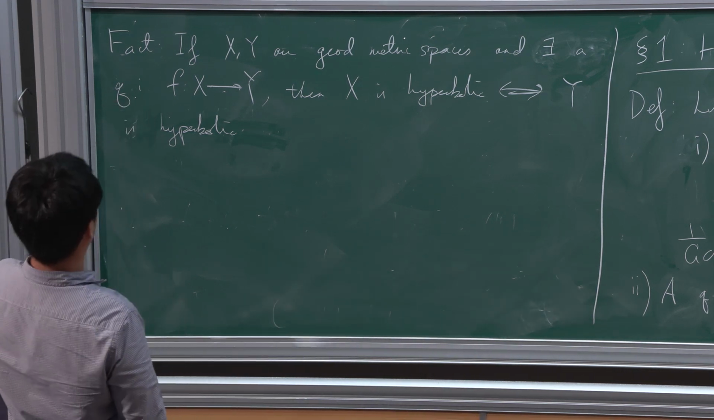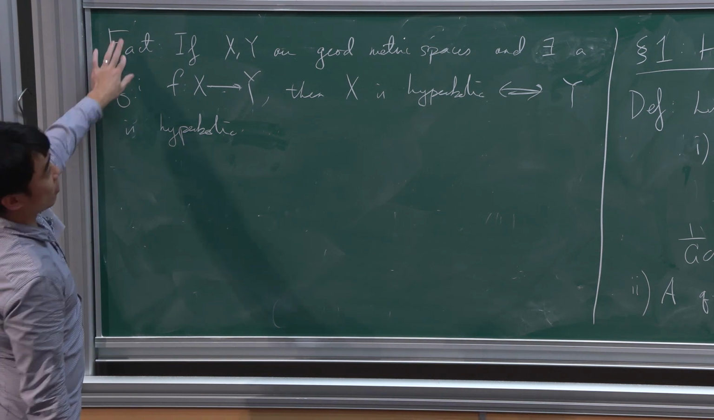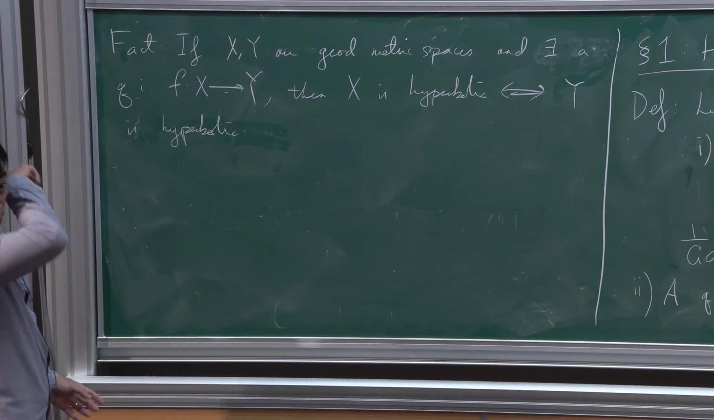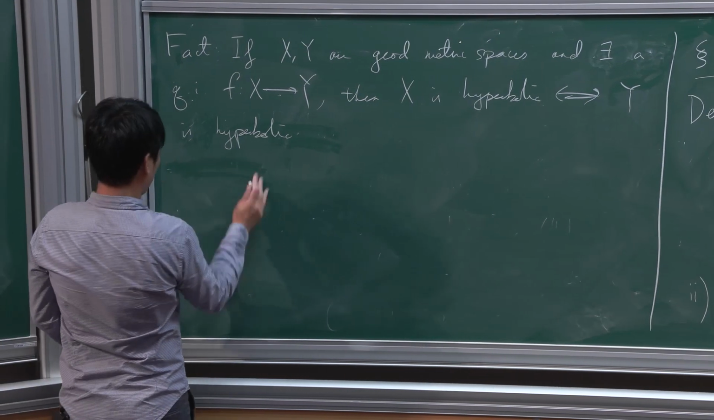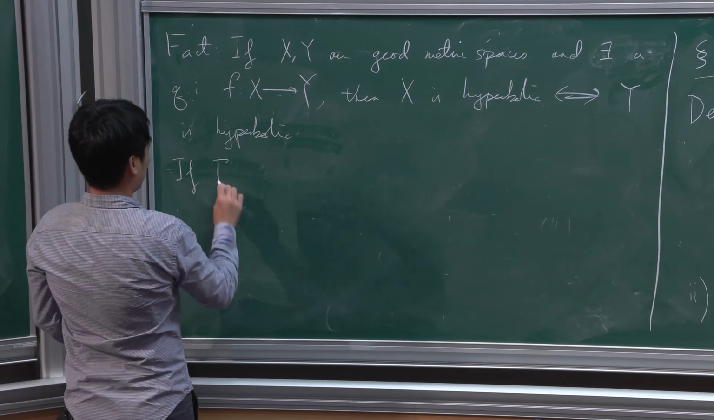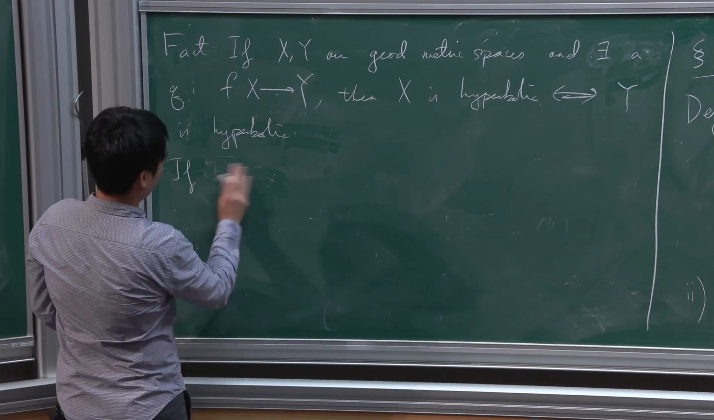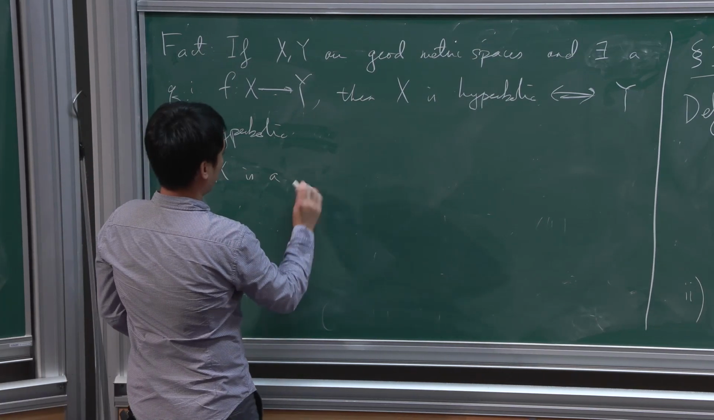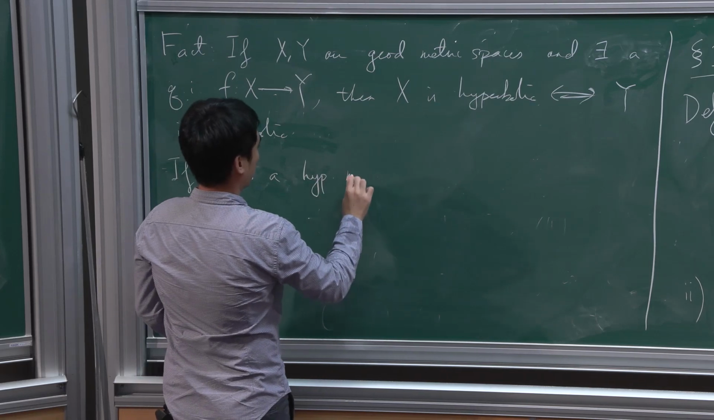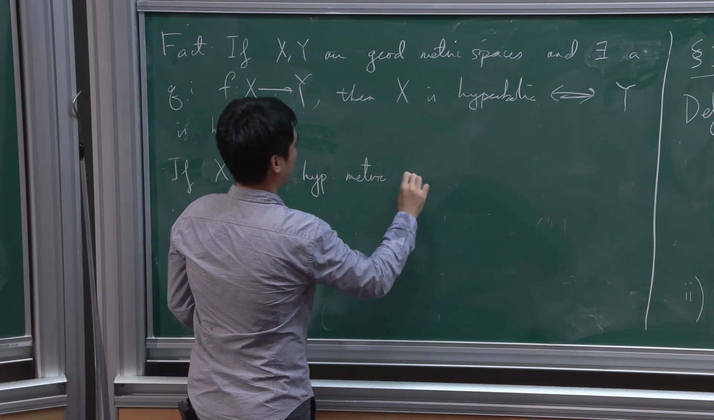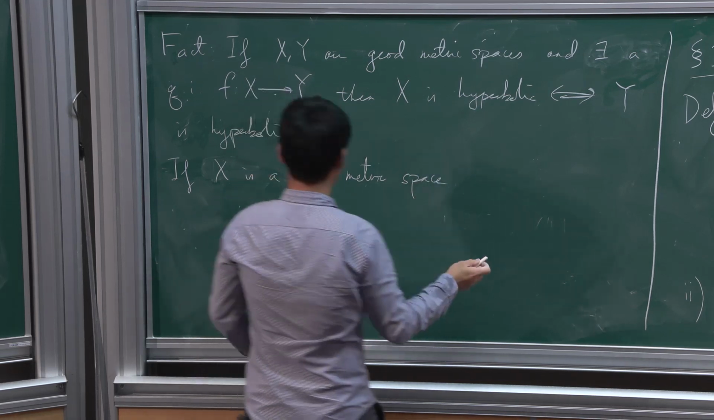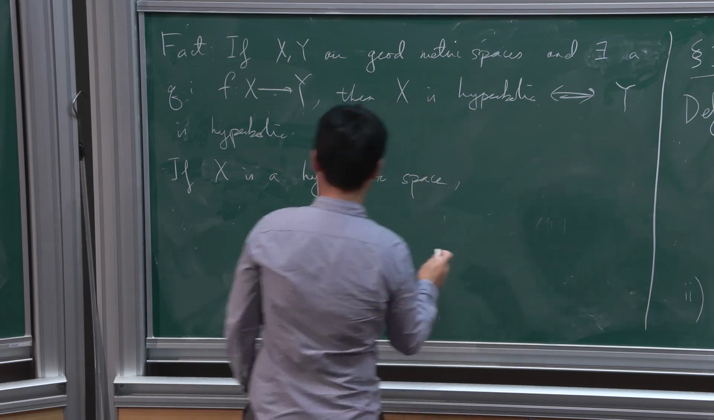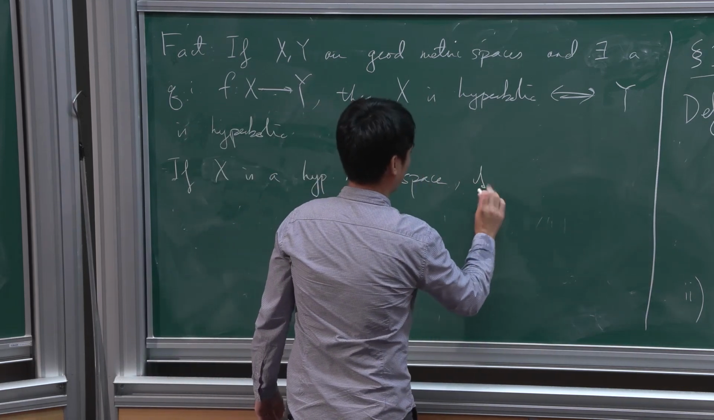Okay, so what else can you do with hyperbolic metric spaces? You can define the notion of a boundary, which I mentioned earlier. So if X is a hyperbolic metric space, then we can define its Gromov boundary.